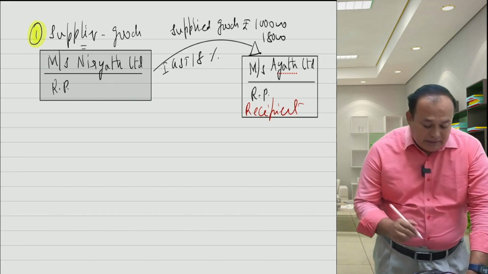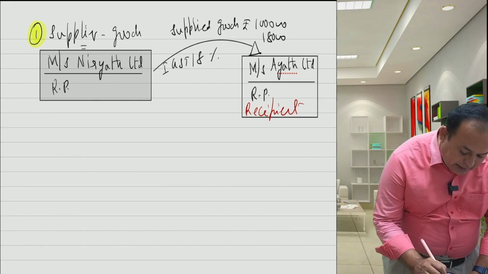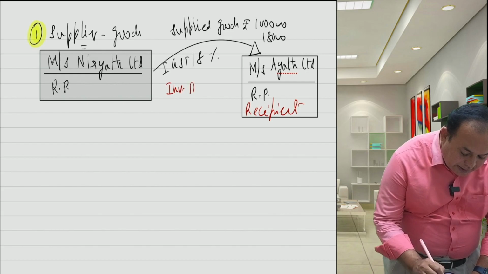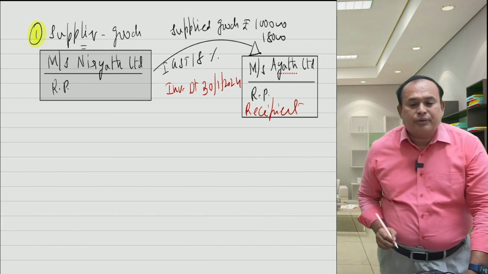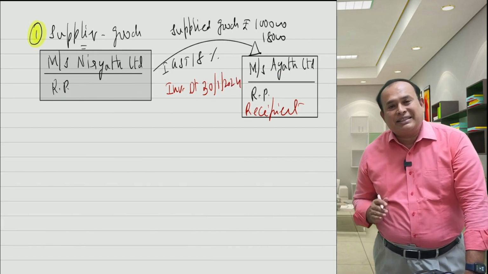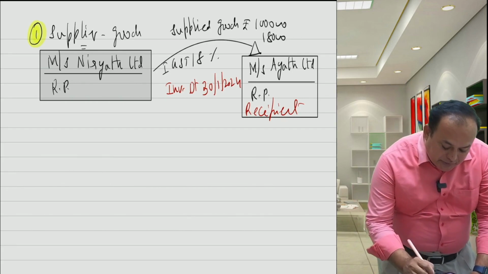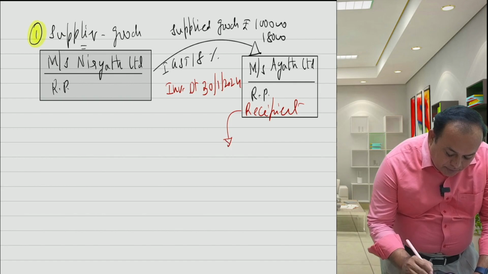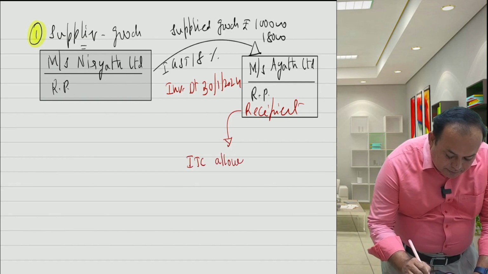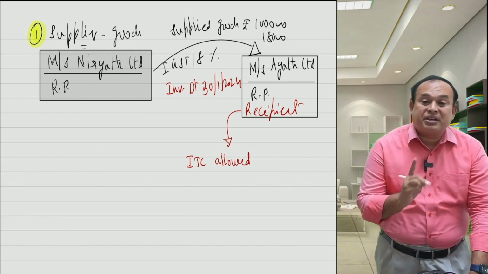In the month when they supplied, the invoice is dated, let us say, 30th January 2024. So the tax invoice is received. This fellow, being a recipient, wants to avail input tax credit. So ITC is allowed based on the conditions.